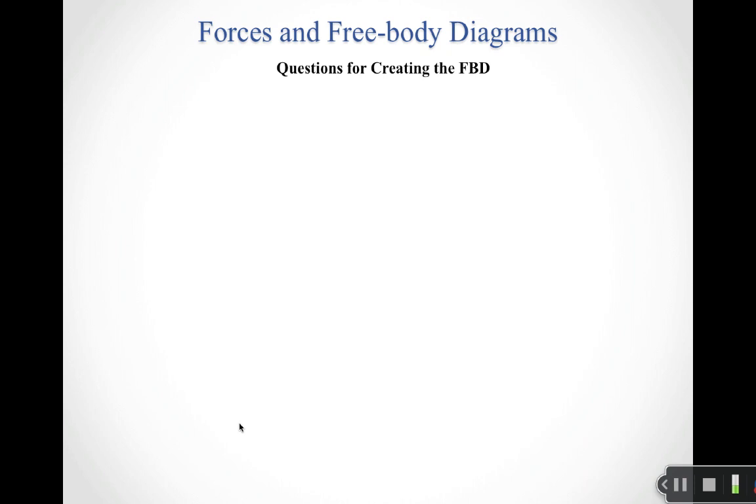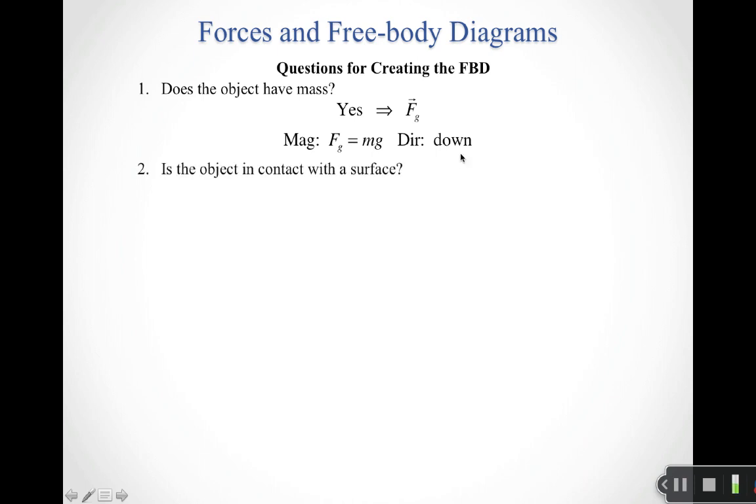So if I'm setting up the free body diagram, again, that's basically what we did on the last slide, but there's a series of questions that, as a general rule, we can ask to help ourselves set up that free body diagram. So the first question is, does the object have mass? If the answer is yes, then we probably need to put in a gravitational force. If that gravitational force is due to the Earth because we're sitting on or near its surface, then the magnitude of that force is going to be equal to mass times 9.8 meters per second squared, and it's always going to be directed down.